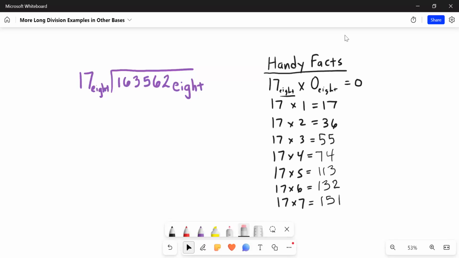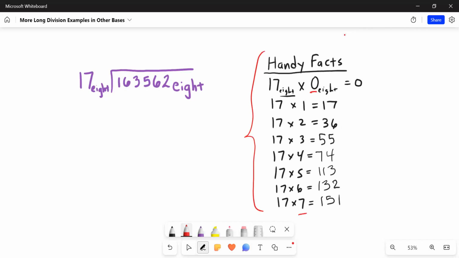Okay, I want to look at a few more examples of long division in other bases. Here we have a base 8 problem. You'll notice off to the right that I already have some handy facts filled out. Now, this is going to take you some time, but if you do this ahead of time, it'll save you time later. So notice I have 8 facts from the digits 0 through 7.